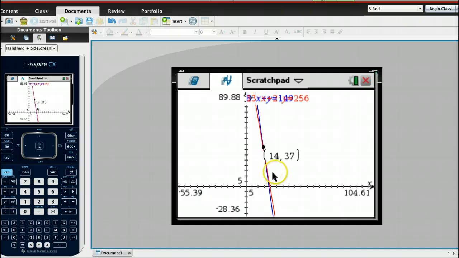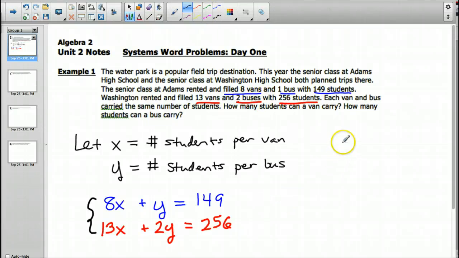You can also use this, again, as a way to check your answers to your regular systems of equations. So 14, 37 is my intersection point.